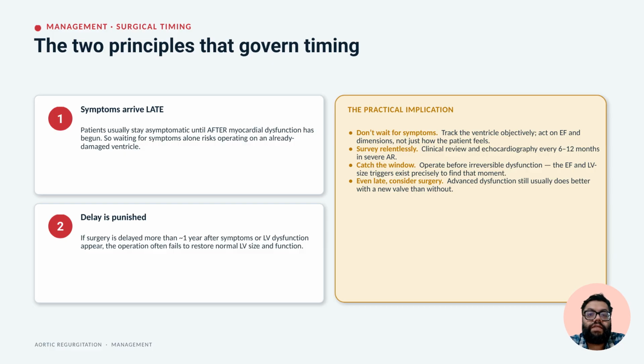You must track the ventricle objectively with clinical review and echocardiography every 6 to 12 months and act on falling ejection fraction or rising dimensions rather than on symptoms alone. The numerical triggers in the guidelines exist precisely to catch that narrow window before the harm becomes irreversible. And even when you have arrived late, a new valve usually still beats the alternative.